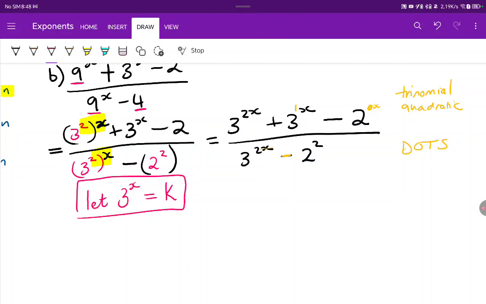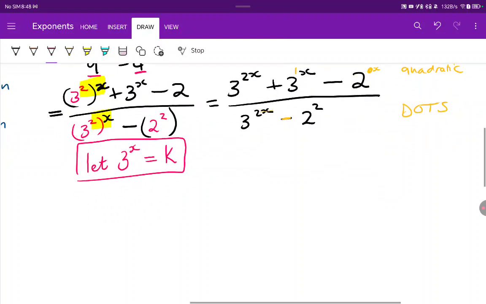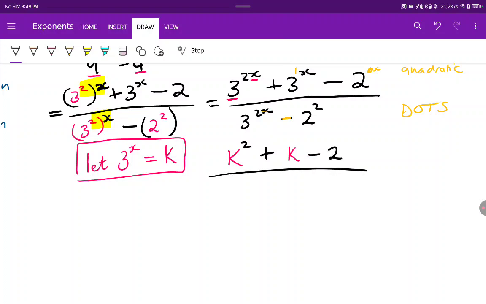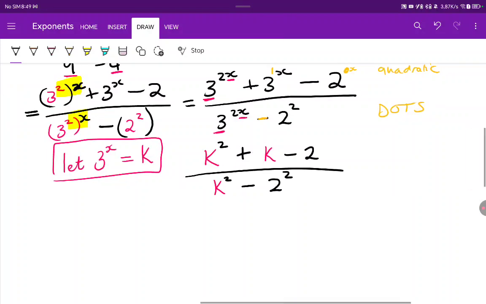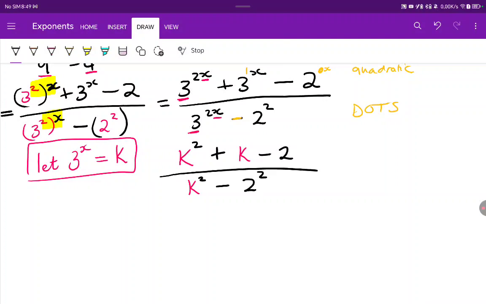You are telling the reader, okay, this is complicated, I'm going to use substitution to make it easier to read. Can you see 3 to the power of x? That 3 to the power of x, we're going to make K. And what's left on that K as an exponent is 2. Now I have K squared plus 3 to the power of x, that's K, minus 2, divided by 3 to the power of 2x. Now I want to take away that yellow line before you think it's actually there. 3 to the power of x is K, and what is left? Squared. Minus 2 squared. Now, is this easier to see as a quadratic over a difference of 2 squares?